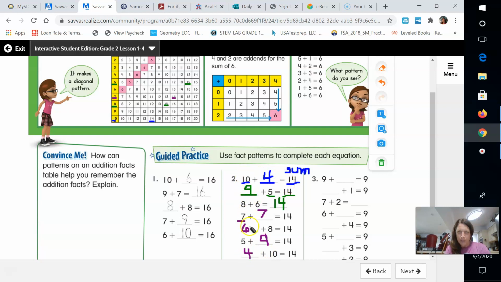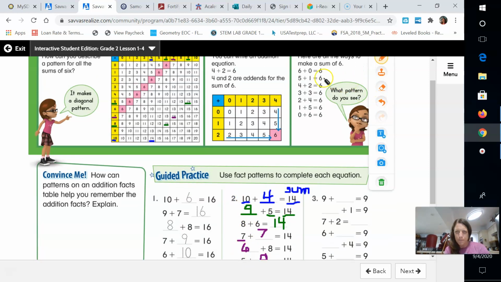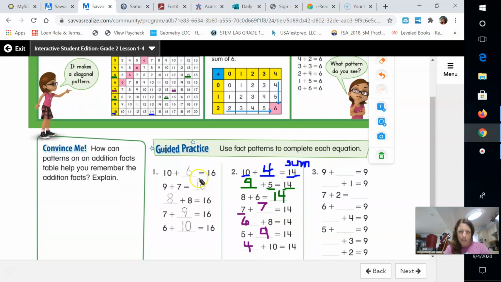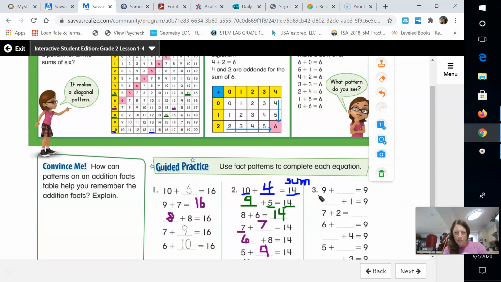Every one of these makes a pattern like that. Look at the 6s up here. 6, 5, 4, 3, 2, 1, 0. It goes down by 1. This one goes up by 1. 0, 1, 2, 3, 4, 5, 6. You're going to see that in every one of these. Even this one they did for us, if I trace all these, you'll see it, right? 10, 9, 8, 7, 6. 6, 7, 8, 9, 10. And you see the sum is all the same, right? It's all 16.